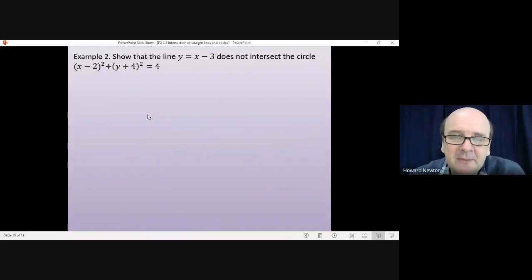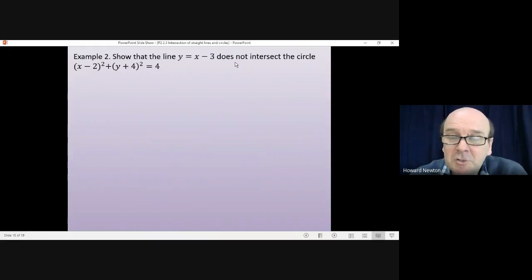Now, the beginning of the method will be exactly the same as before. So we'll substitute from the line into the circle. So y equals x minus 3, I'll substitute in there. Tidy up terms, multiply out the brackets, get a quadratic equation to solve.